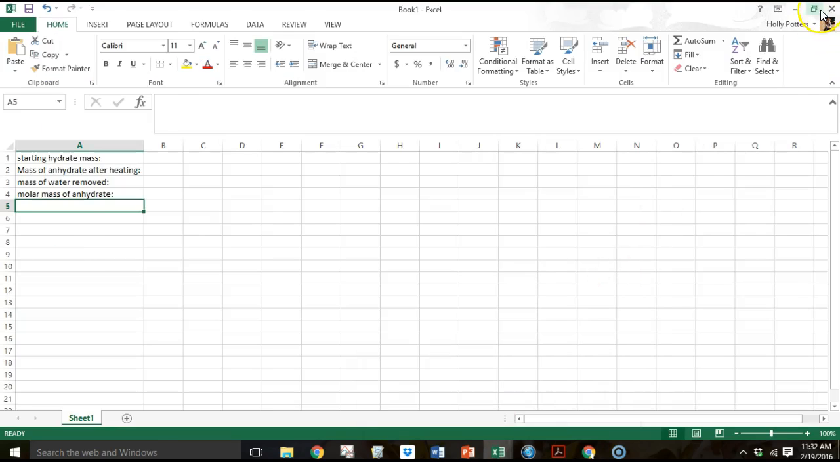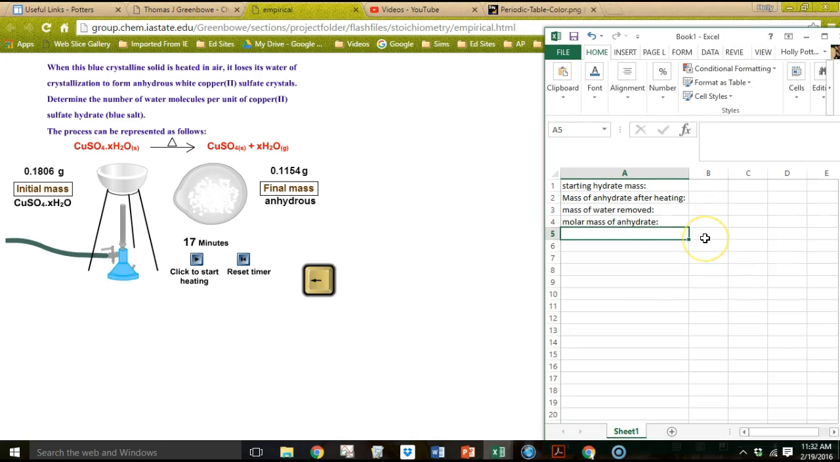Okay, so let's look then at our calculations. I'm going to start with the starting mass of the hydrate, 0.1806. And again, these are going to be in grams, and since I'm going to do my calculations in the spreadsheet here, I'm not going to put my non-numerical values into the cells, so I can still do calculations with the cells. So mass of anhydrate after heating, 0.1154, and that is, of course, grams.